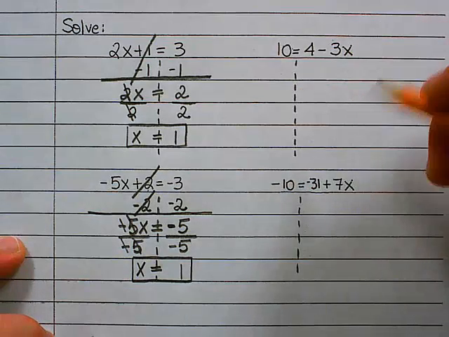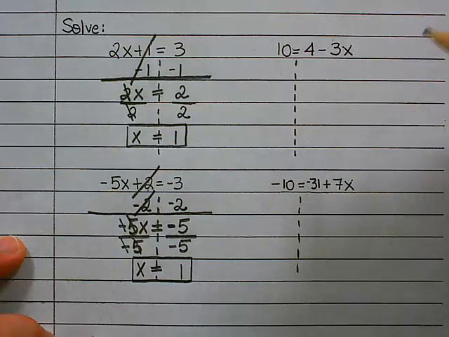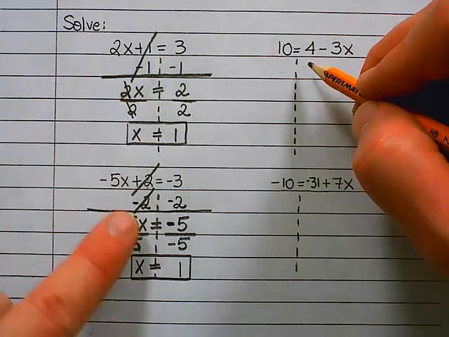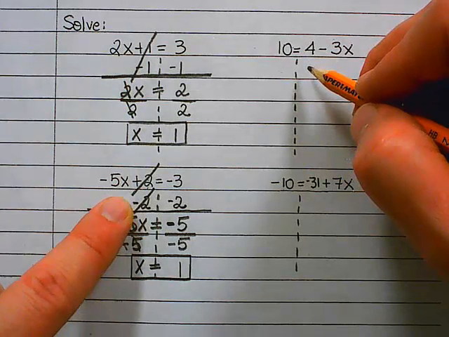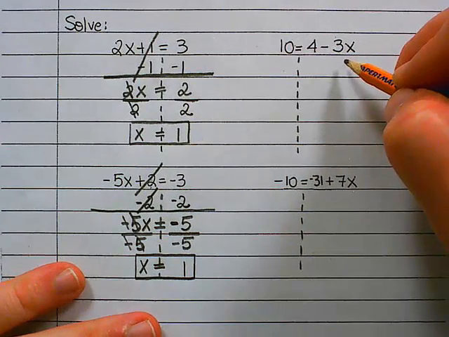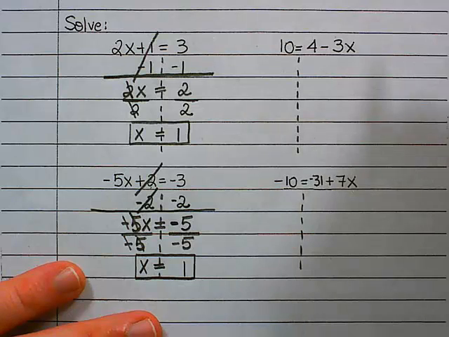Okay, alright, let's go ahead and continue to the next problem. The next problem is a little bit different when we compare it with the two previous problems. In the two previous problems, the x was on the left. In this case, the x is on the right. But that's okay. Remember our goal? Our goal is to get the letter alone on one side. It doesn't matter what side.